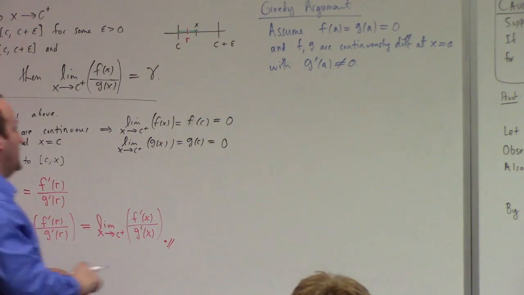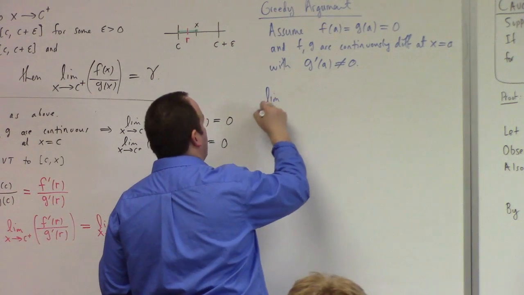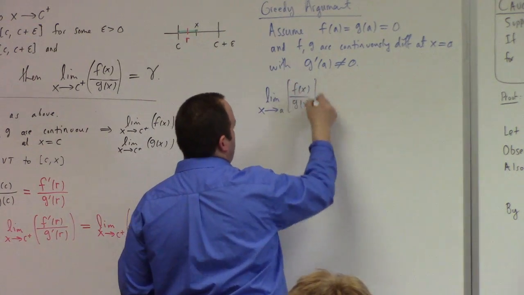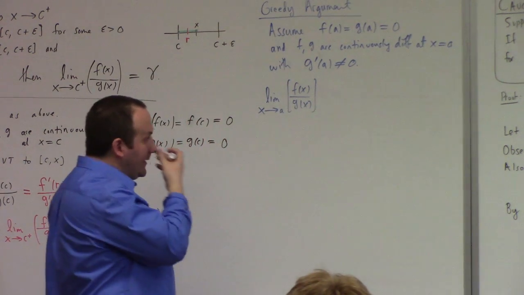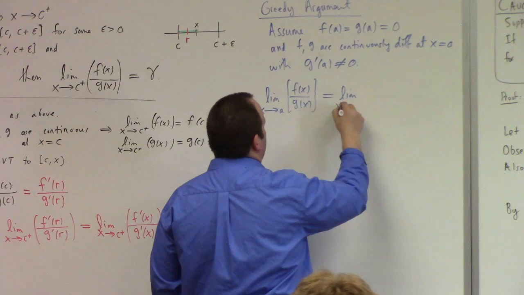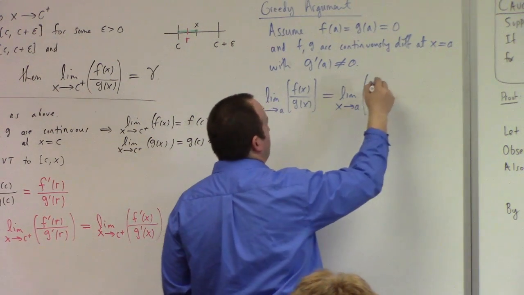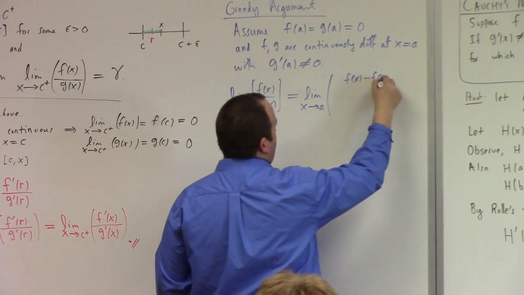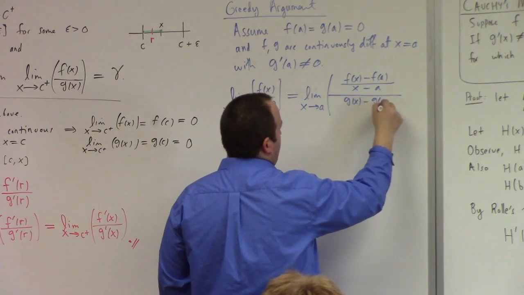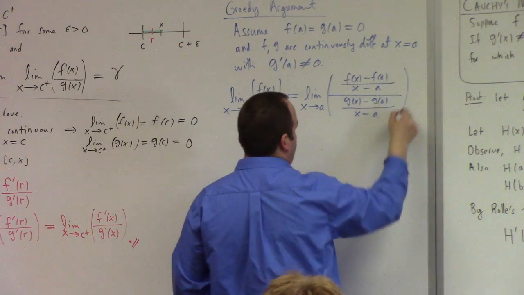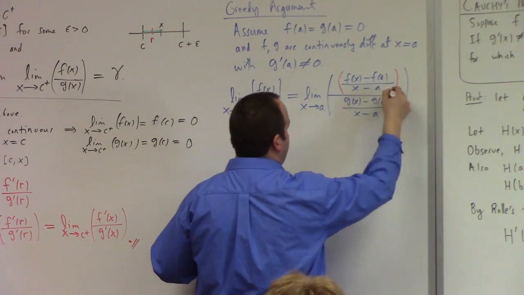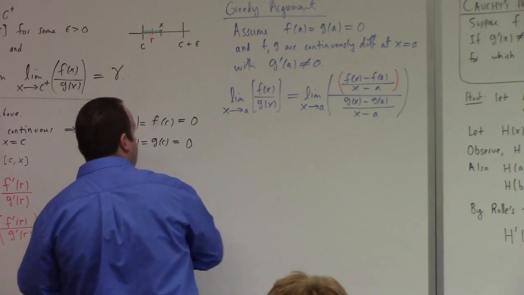All right, so here's the trick. You look at the limit as x goes to a of f of x over g of x. And what you do is you say, okay, well, that's equal to the limit as x goes to a of f of x minus f of a over x minus a, over g of x minus g of a over x minus a. See what I did there? Kind of sneaky business, but I subtracted 0 and I divided the top and the bottom by x minus a.